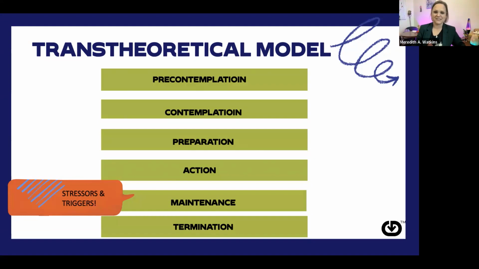Contemplation, when you're contemplating something, that means you're thinking about something. Preparation is when you start preparing to make the change, but you haven't made it yet. Action is when change is made. Maintenance is when they're maintaining those changes, and maintenance is defined at 6 months or more. Maintenance can be sabotaged by different stressors or triggers that a patient might have. And then finally, termination is when they are no longer making that change. So this can be applied to individuals. It also can be applied to making changes for a community.